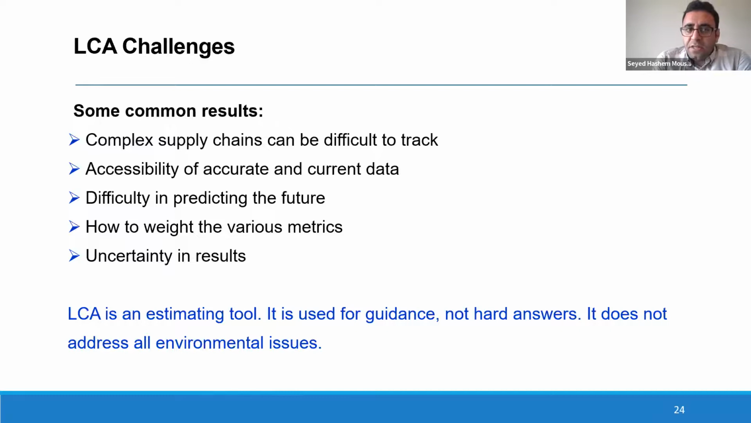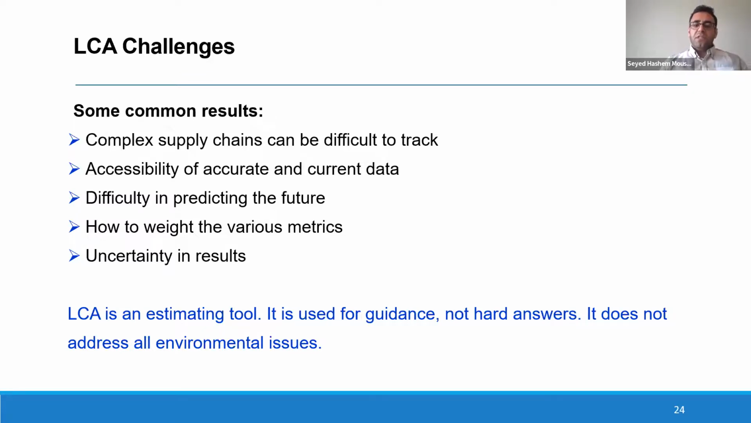In doing LCA, there are some challenges. Some of the most common include complexity in supply chain, which can be difficult to track. Also, accessibility of accurate and current data. Sometimes we want to do life cycle assessment for a process which does not exist. For that, we need to estimate some of the data, or we can use, for example, process modeling and techno-economic analysis, and then identify the inventory for the input and output, and those can be used for inventory analysis.